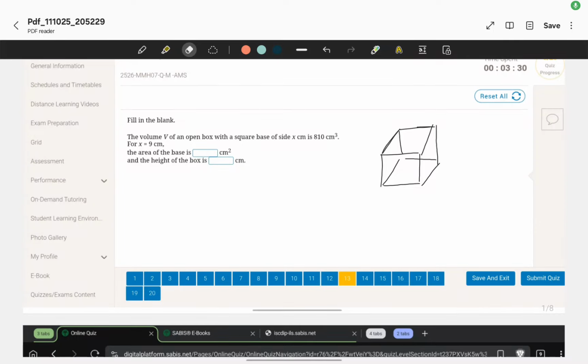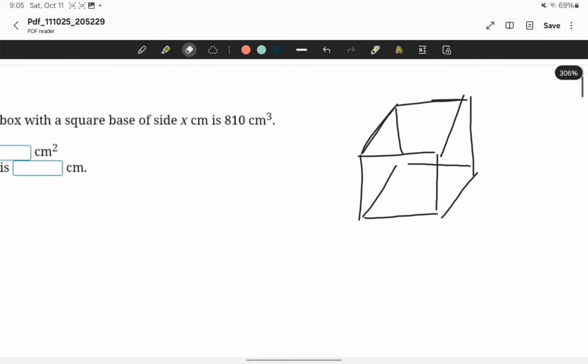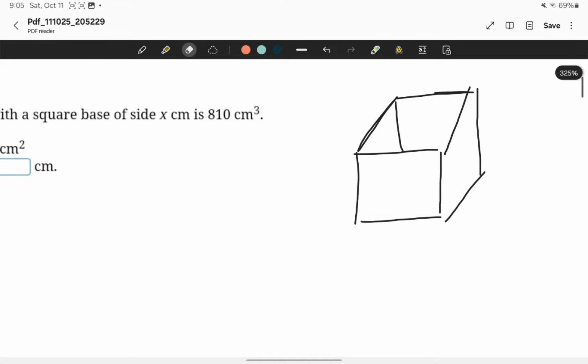Number 13. The volume of an open box with a square base of side x is 810. For x equals 9, they want the area of the base and the height of the box. Okay, the area of the base, so you just look at the base.